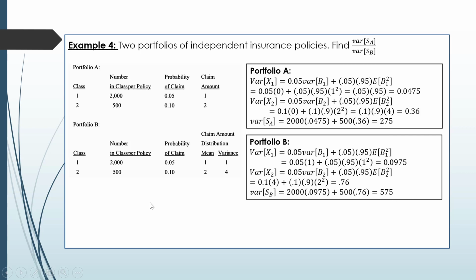Now we are going to find the ratio. So the ratio of the variances of the two aggregate claims A and B is 275 over 575, which is 0.478.